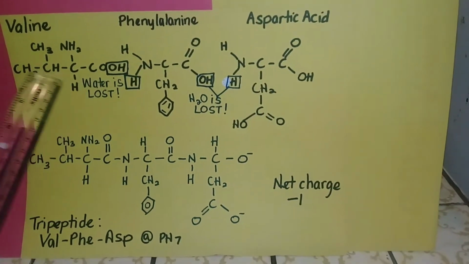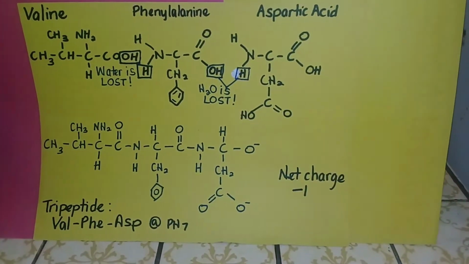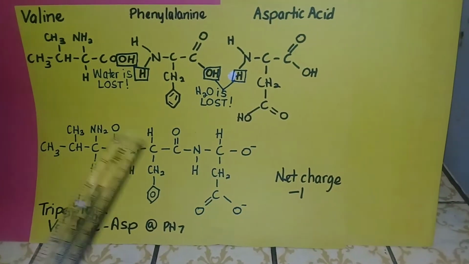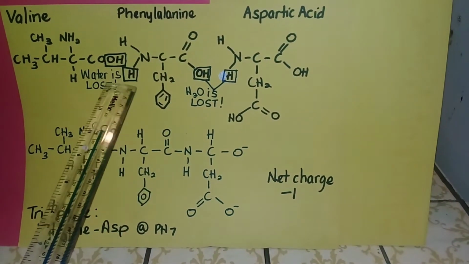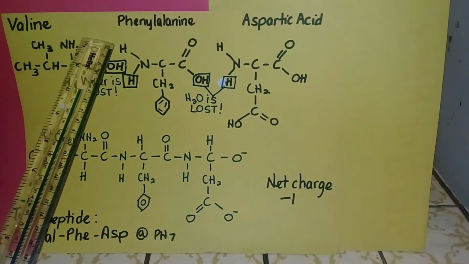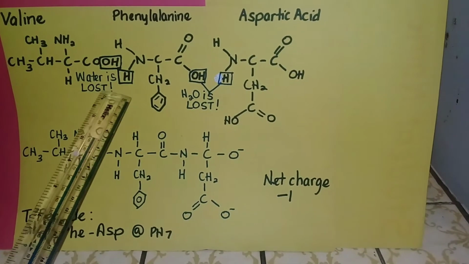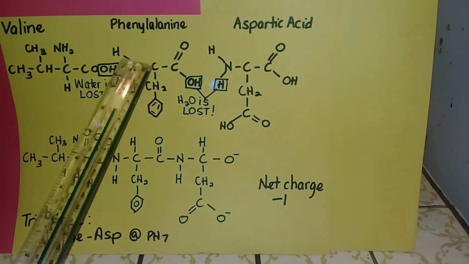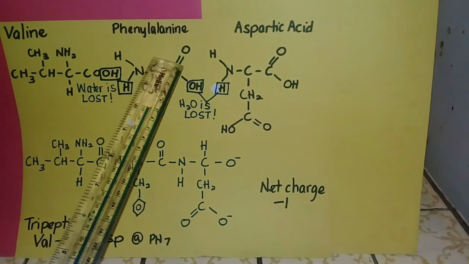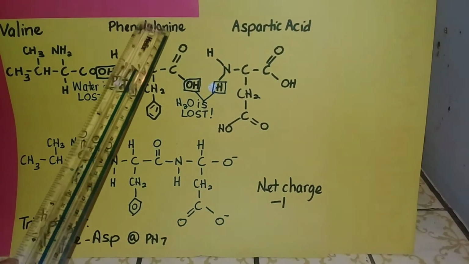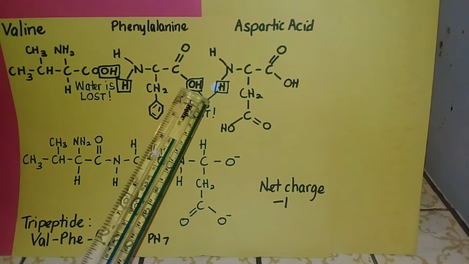So we know that water is lost in this type of reaction. Then we have a phenylalanine. We have N. We have hydrogen bonded to it. We have another hydrogen here. We have a carbon, a CH2 here. And we have another carbon, a double bonded oxygen. And we have a next OH group here.